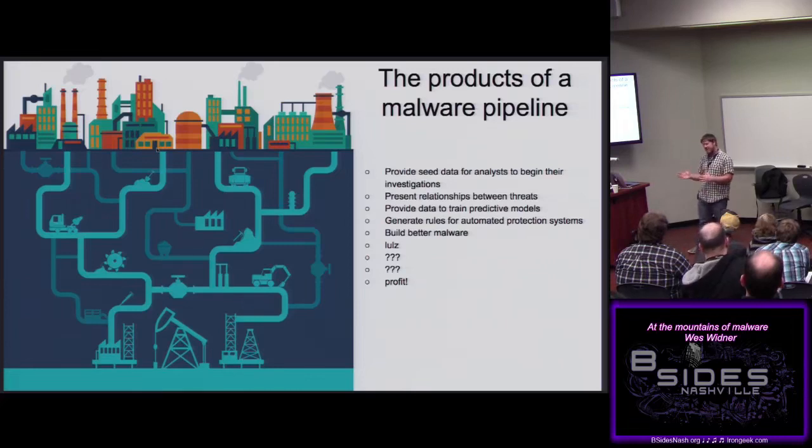I cut that out because I think it kind of expanded too far on the talk. But a malware pipeline is what provides all of the data for you to do machine learning afterwards. And then the machine learning generates models that you use to protect networks or to predict or to do whatever else.